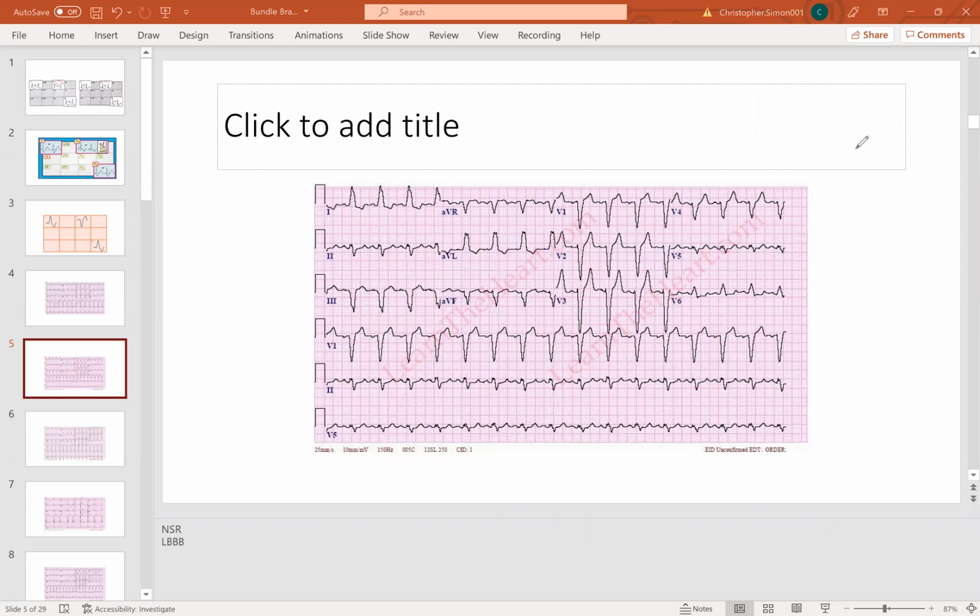All right, first things first. Do I have P waves? P wave, P wave, P wave, P wave, P wave, P wave. You get the point, right? Okay, P waves are here.